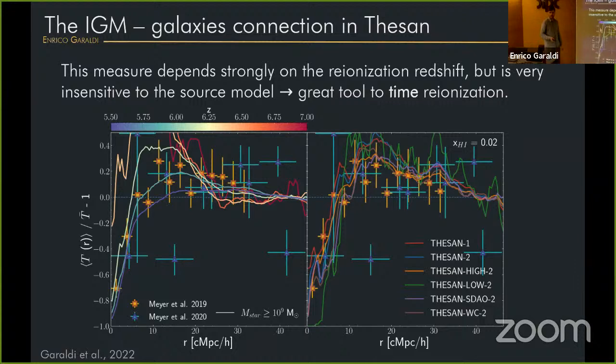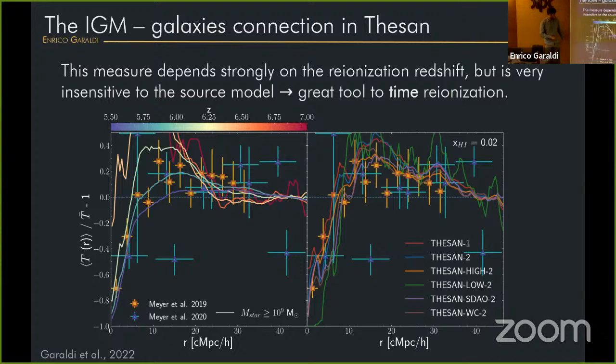Can we understand that physically? Yes. It moves to smaller scales because, as I told you, this is essentially the proximity effect of the reionization bubbles. And at higher redshift, these are just smaller, as you saw in the movie. So this goes to smaller scales. So why does it grow in amplitude? This is kind of a fake growth.